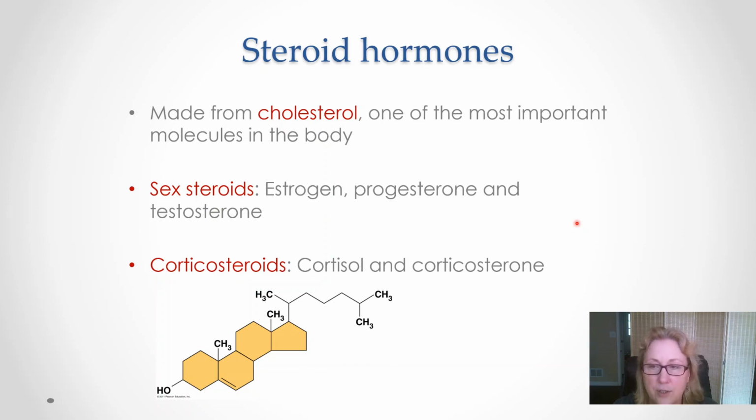Corticosteroids are sometimes called the stress hormones. Cortisol and corticosterone are made in the adrenal cortex, which is above the kidney. Also extremely important, there are diseases associated with not having enough of these. If you have too much stress hormones, of course, that's not good either. But again, these are both made from cholesterol in the cells that produce these hormones.